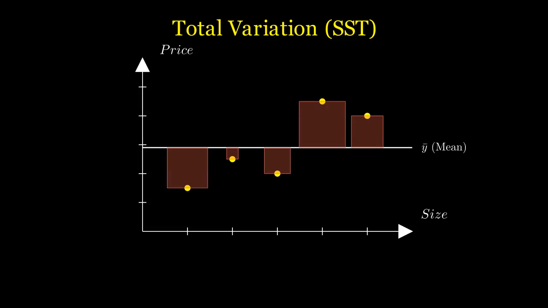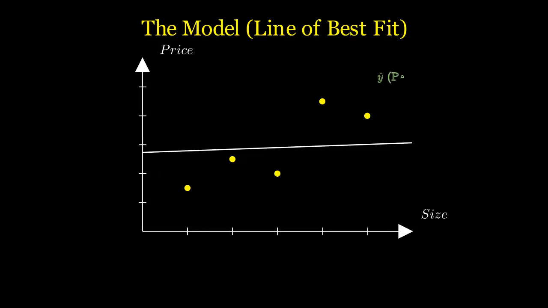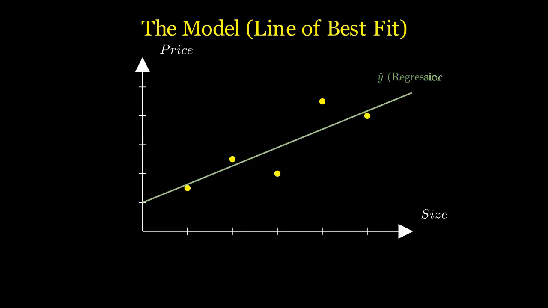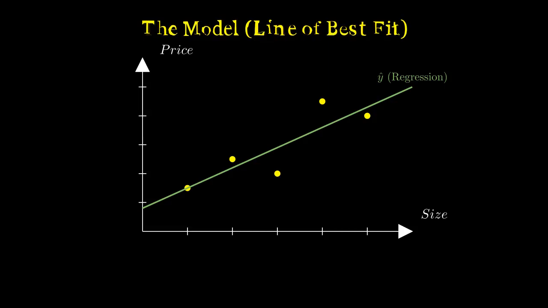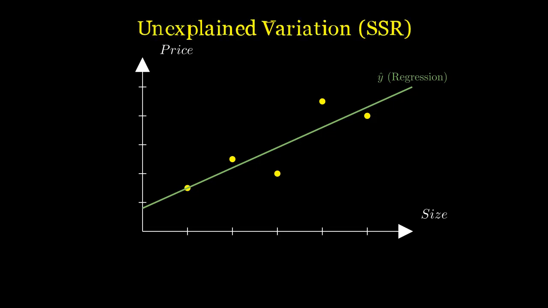Now we introduce a model. We notice that as square footage increases, price tends to increase. We fit a line of best fit, or a linear regression line. This line represents our attempt to explain the variation in prices using the house's size. The goal of any model is to reduce the distance between our predictions and the actual data points. If the line is closer to the points than the mean was, we are making progress.